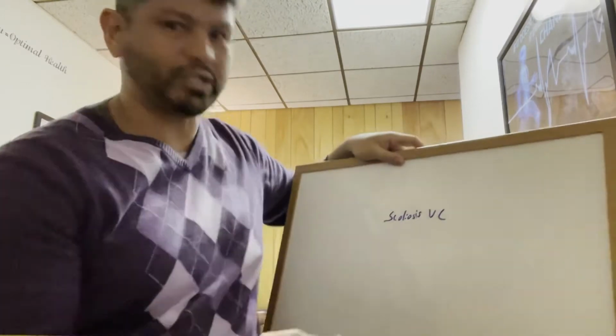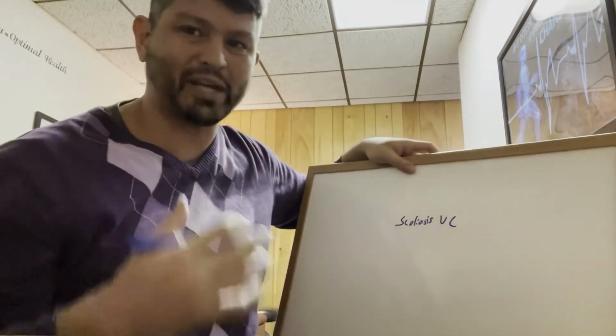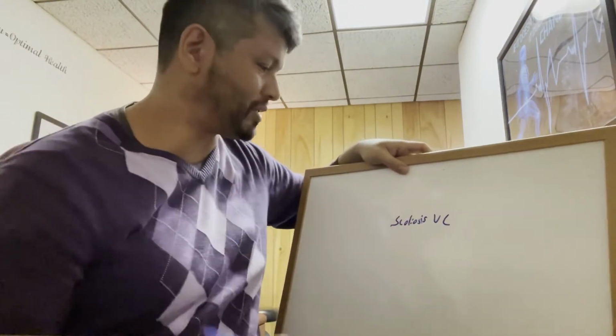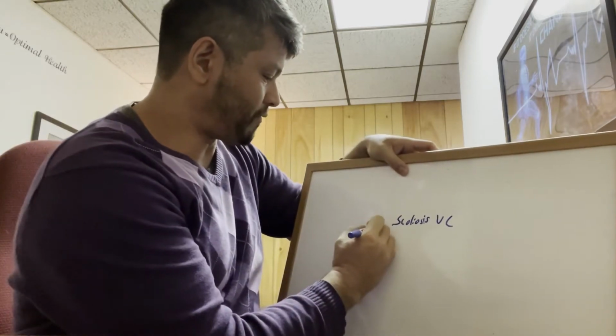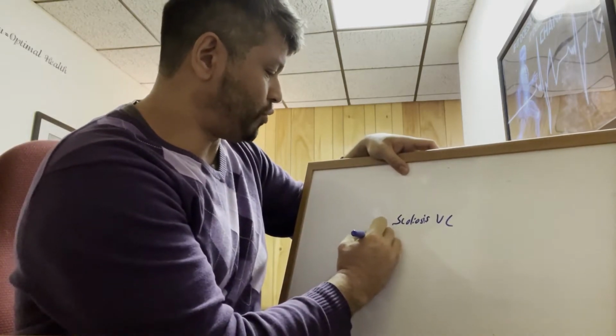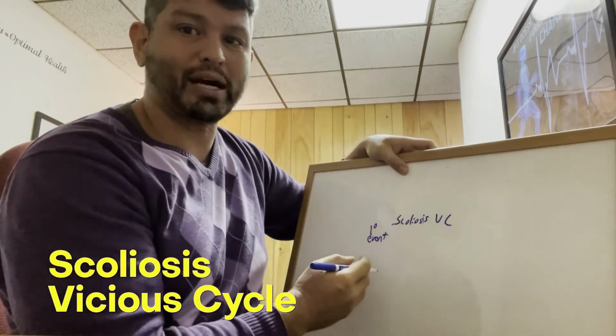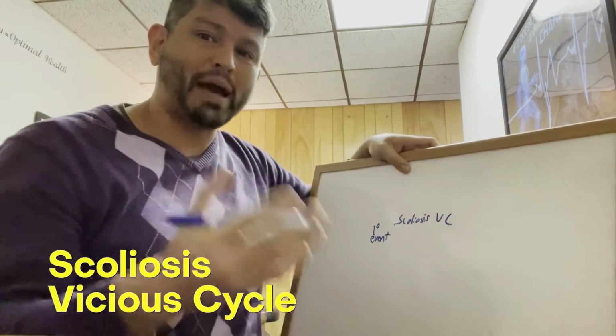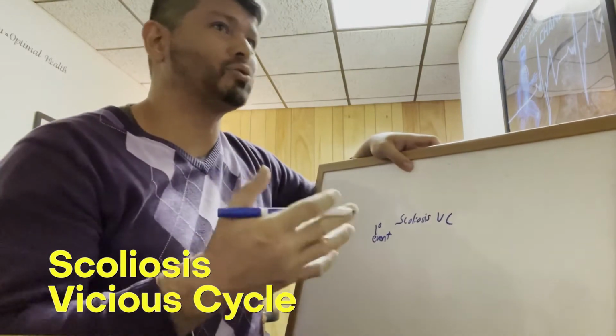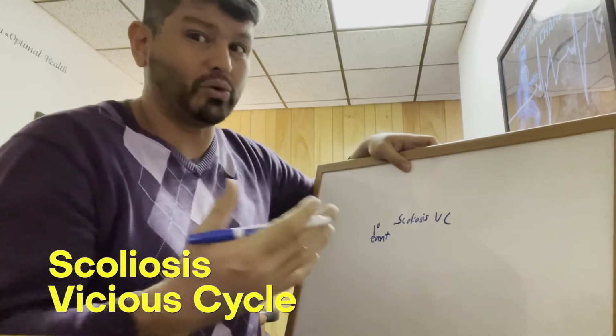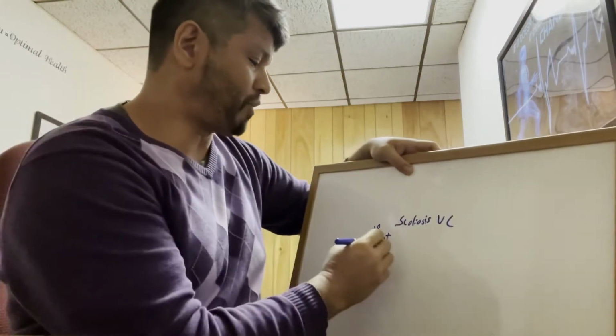With the scoliosis vicious cycle, this mainly pertains to adolescent idiopathic scoliosis. So at first we have a primary event, all right? We don't know what that event is 90% of the time, okay? That's why idiopathic means we don't know. And that's 90% of scoliosis. We don't know what it came from. So we have a primary event.